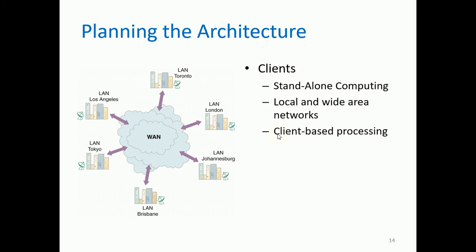Example, our network in our campus, it's already a local area network. So a connection between our network and the main campus, that is already considered as a wide area network. Since the applications are processed in the clients, because the client computers have their own hard disk, CPU, and memory, this is called client-based processing.